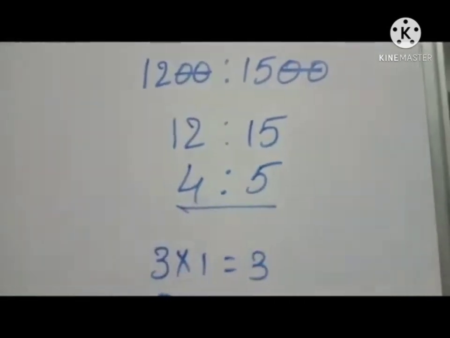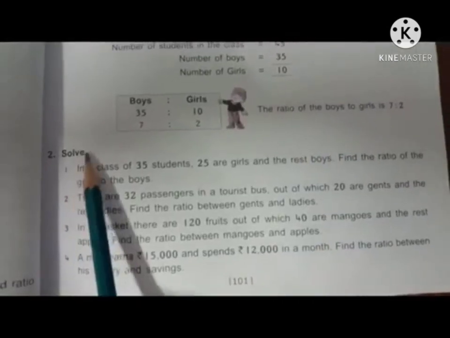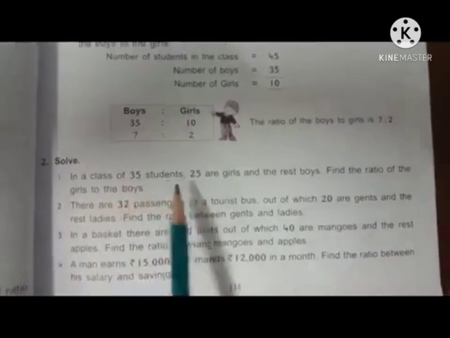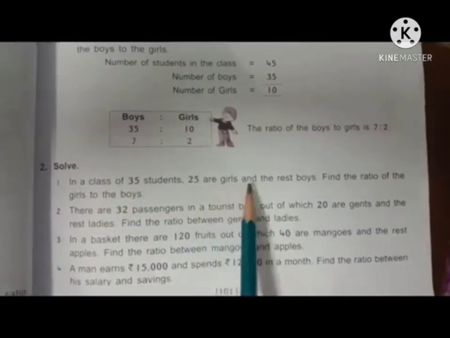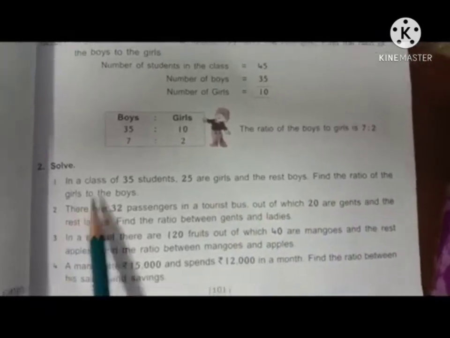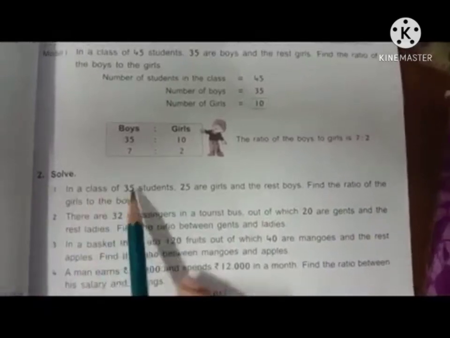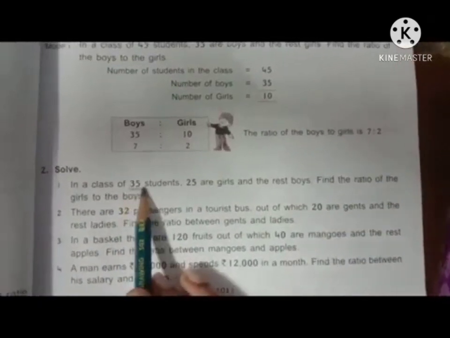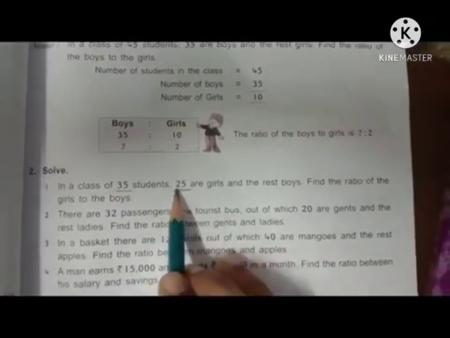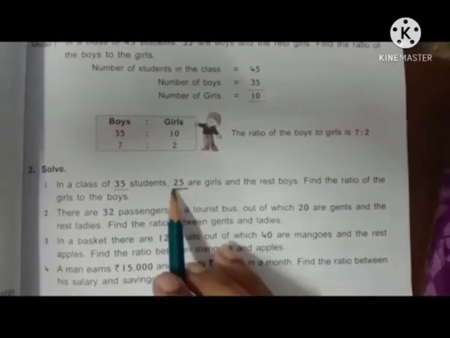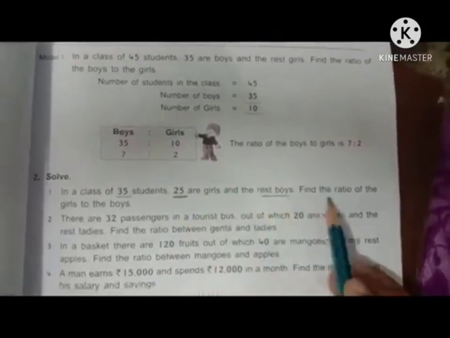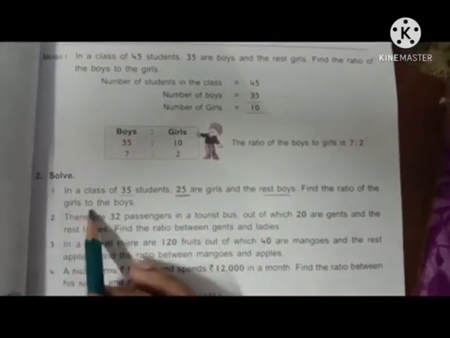Here the first one, solved problems. First one: in a class of 35 students, 25 are girls and the rest boys. Find the ratio of the girls to the boys. How many students are there in the class? 35 students. How many girls are there in the class? 25 are girls, the rest are boys. 25 girls are there. Who are the remaining ones? Boys. Find out the ratio of girls to the boys.